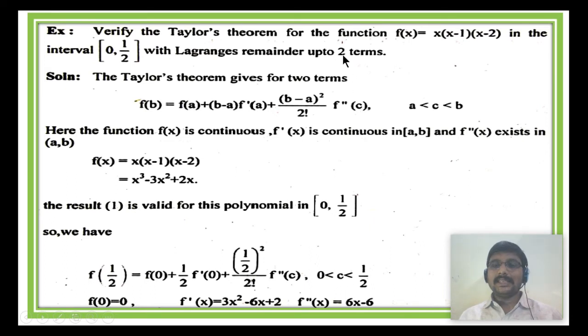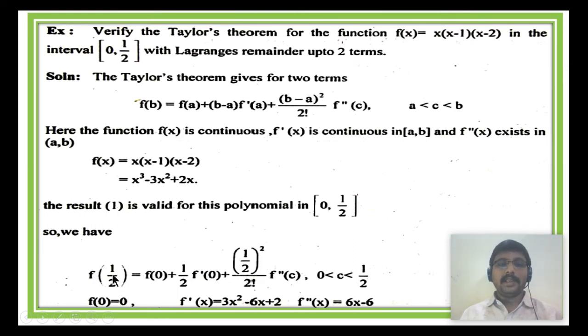But what is n here? n is 2, so we have to use b minus a whole square by 2 factorial f double dash of c, but c lies between a to b. So here the function f is continuous and derivable also, thus we will have f dash of x is continuous on closed interval ab and f double dash of x exists in open interval ab. So all the conditions of Taylor's theorem are clearly satisfied. So f of x in simple form we will have cubic polynomial expression, that is x cube minus 3x square plus 2x. The result is valid for this polynomial in closed interval 0 comma 1 by 2.